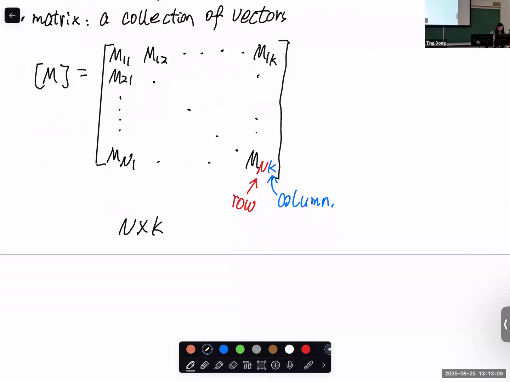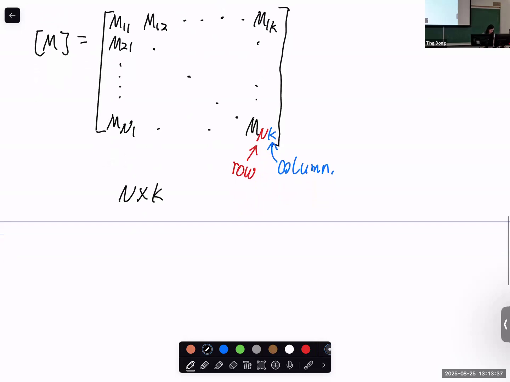And of course, a special situation is when n equals k, it becomes a square matrix. And in this method, we will see that for all our FEA problems, before we apply boundary conditions, all matrices in our FEA are square matrices. So n and k are all the same. It becomes a square matrix.